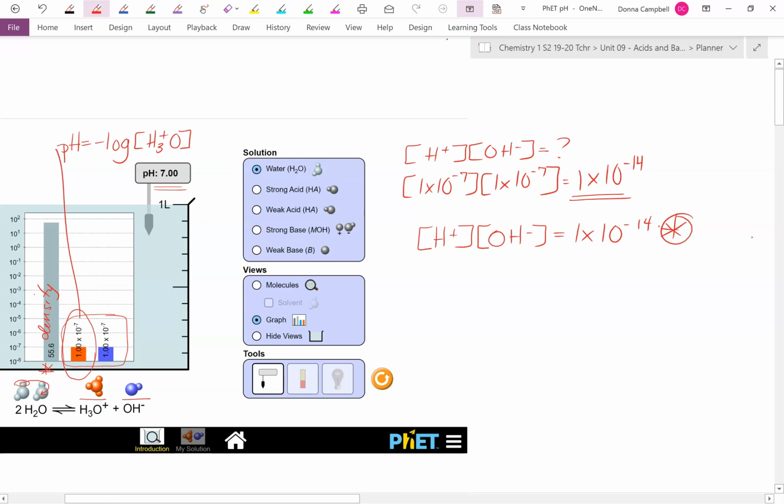This is how you can get the relationship from the OH minus concentration to the H pluses. So if you're given the concentration of a base, you can divide 1 times 10 to the negative 14 by OH minus, and you'll get the concentration of the acid, or the acid remaining in the water, and you can get the pH from that.